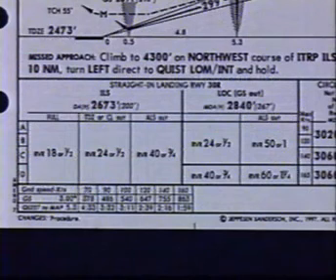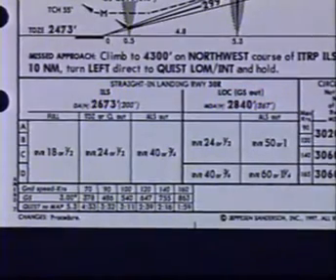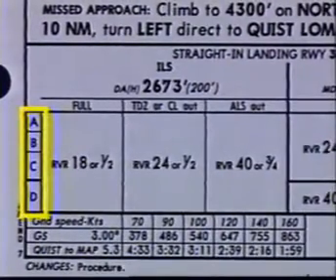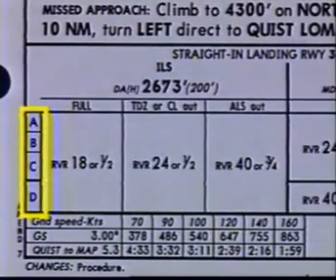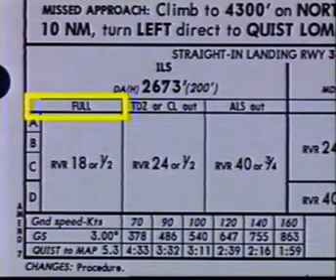On ILS approach charts, the straight-in landing section is further divided into minimums with and without the glide slope. On the left-hand side of the minimums box, aircraft categories are represented by the letters A, B, C, and D. The first column of an ILS approach is designated as full. The minimums within this column apply when all components are operational.